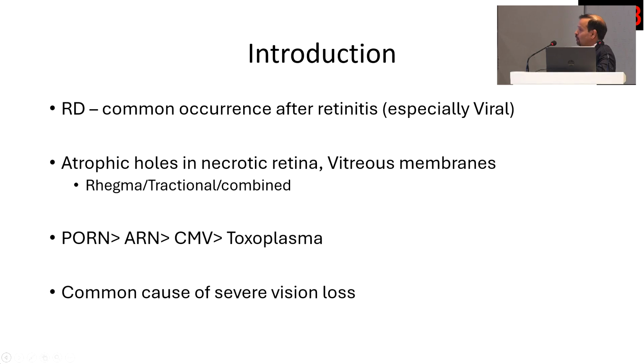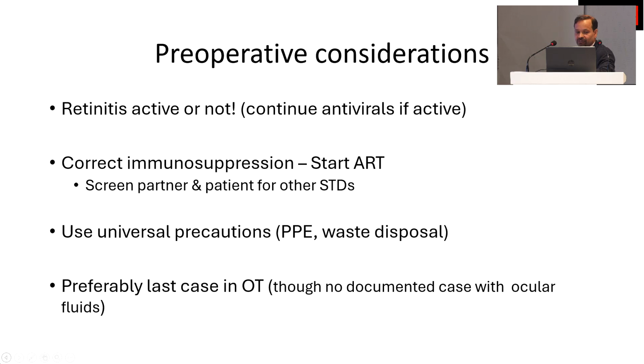Second issue is that, as Dr. Rohan showed, there are lots of holes in the atrophic necrotic retina. Once they do happen, the overlying vitreous becomes membranous and it is very tenaciously attached to the retina. Once that happens, it can lead to rhegmatogenous RD, tractional RD, or even a combined retinal detachment. Progressive outer retinal necrosis fortunately is not very common, but remember, RD is more common in ARN, followed by CMV, and least common in toxoplasma, and once it happens it causes severe vision loss.